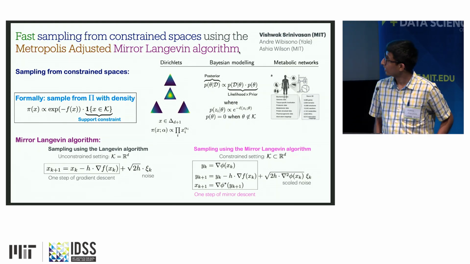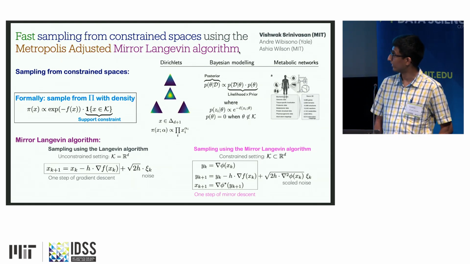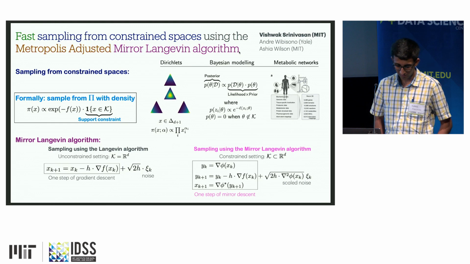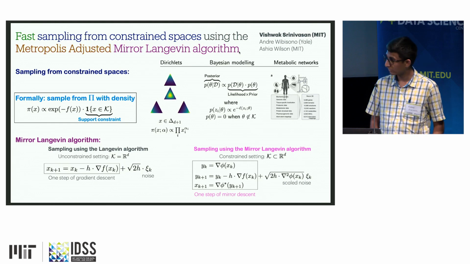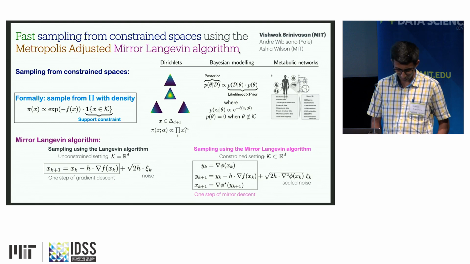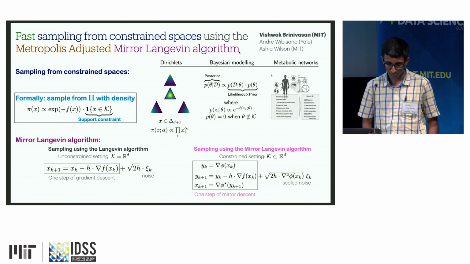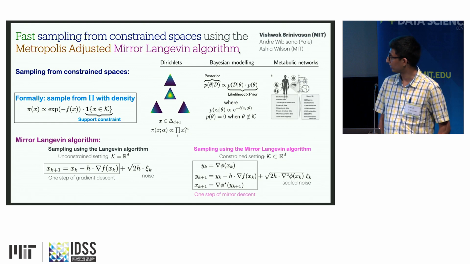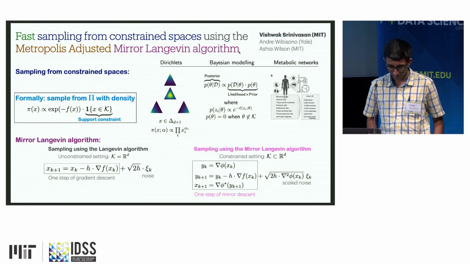So formally, the goal is to sample from a distribution with density pi proportional to e to the minus f, where you also have a support constraint, which indicates that my samples only come from within a set that is convex and compact. Several approaches have been proposed to tackle this problem, and recently a new method was proposed called the mirror-Langevin algorithm, which combines the idea of the unadjusted Langevin algorithm for sampling from unconstrained spaces with the idea of mirror descent and optimization with a geometric flavor.